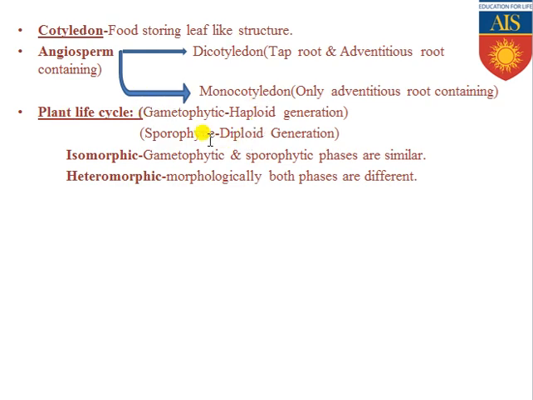The plant life cycle contains both phases, the gametophytic phase and the sporophytic phase. Gametophytic phase always contains the haploid generation, and the sporophytic phase is always the diploid generation. Keep in mind, the plant life cycle can be isomorphic or heteromorphic. Isomorphic means the gametophytic and sporophytic phases are similar looking, that's why it is known as an isomorphic life cycle. In some angiospermic plants, the life cycle can be heteromorphic also, because morphologically the sporophyte and gametophytes are not similar, rather different from each other. So these are overall the basic and specialized features present in angiosperms.